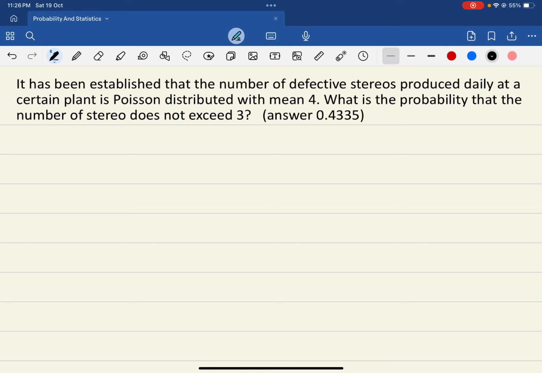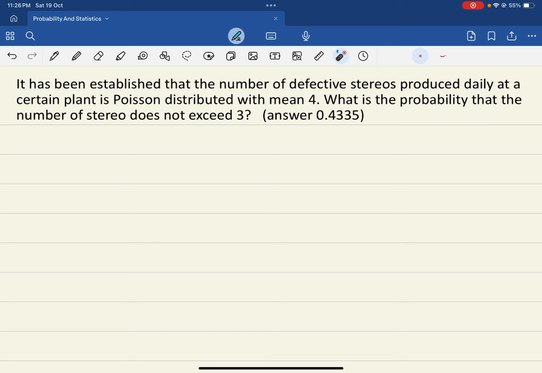Now, it has been established that the number of defective stereos produced daily at a certain plant is Poisson distributed with mean equal to 4. Direct question: lambda is given. And what is the probability that the number of stereos does not exceed 3? Does not exceed 3 means does not be more than 3.